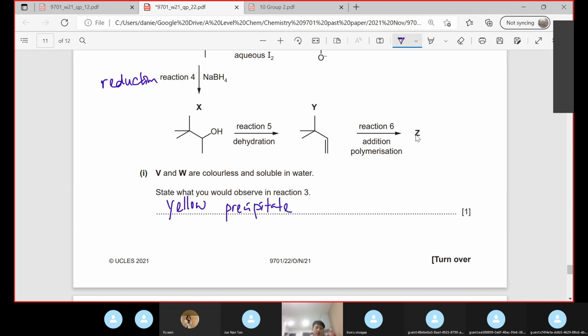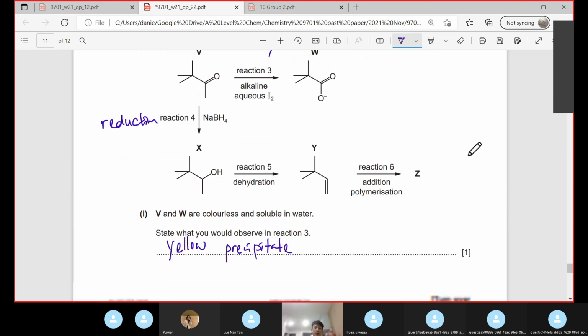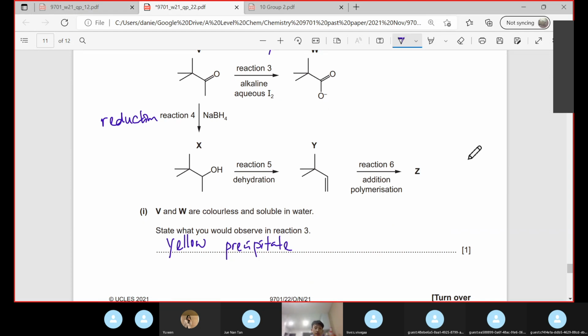Okay, you will observe a yellow precipitate, or you can write yellow solid. The identity of this yellow precipitate is triiodomethane, if you still remember, CHI3. When we write observations, always state the color of the solid or the precipitate.